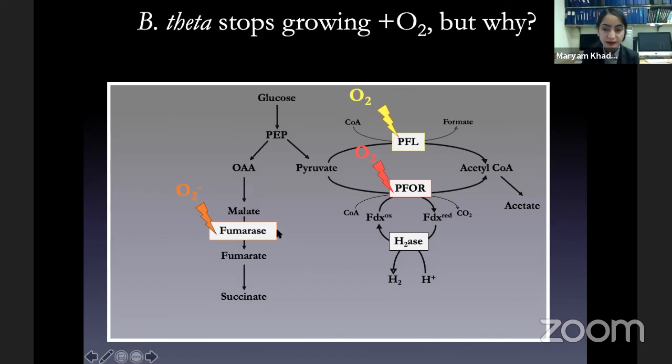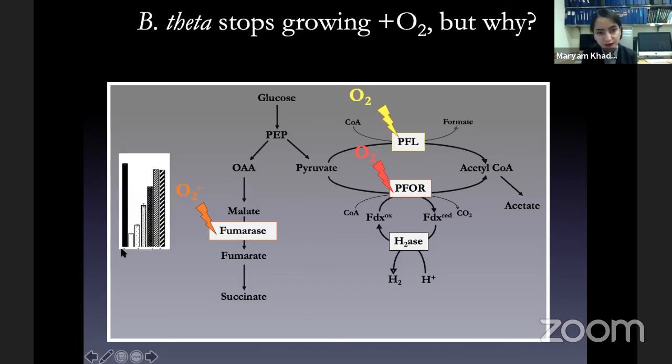Fumarase is inactivated, and it matters because when fumarase is inactivated, the left branch is inactivated, and I showed that the cells need the left branch to grow. But what is good about fumarase is that it can be reactivated. So when we put the cells back in, they should be fine. Okay, so again, just as a reminder, this is the reactivation scheme of fumarase.